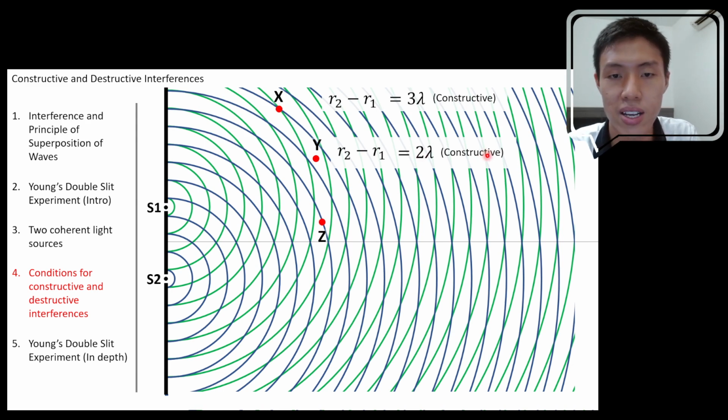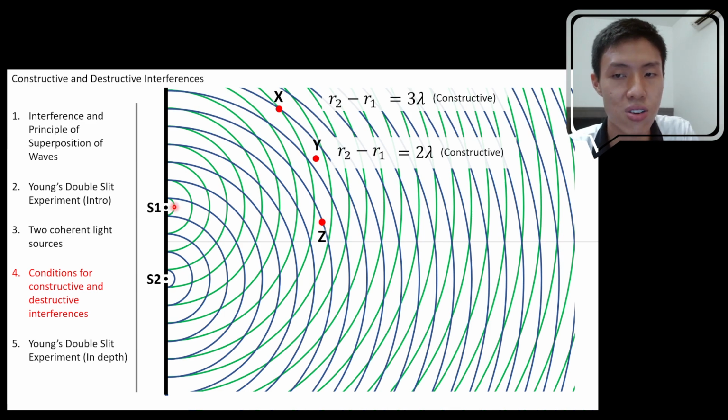Next, let's pick another point, point Z over here. If you look at the green slit 1 wave, you'll see that point Z here is right between this green wavefront and the next green wavefront. So we know that the slit 1 wave will arrive here at the trough. But what about the slit 2 wave? The slit 2 wave will arrive at this point where you can see there's a blue wavefront passing exactly through Z. So you know that the blue slit 2 wave will arrive here with a crest.